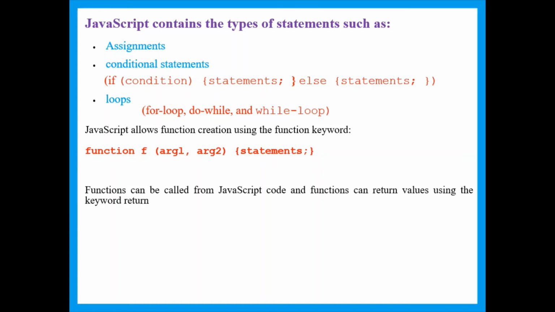Let us see the syntax of the conditional statement. All the conditional statements have the condition written within the parentheses: if condition followed by opening brace, statement, then closing brace, else opening brace, then statement and close the brace. Similarly, the looping statement has its condition written within the parentheses. In order to create a function, we use the keyword function followed by the name of the function, which may or may not take arguments, followed by the operation to be written.